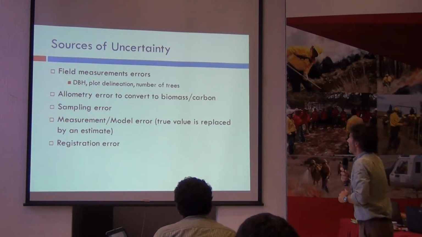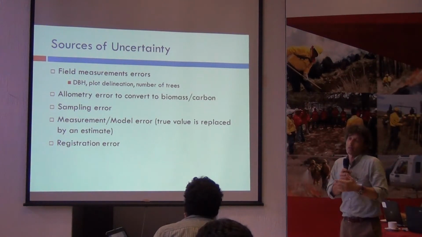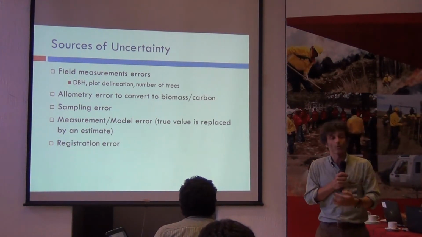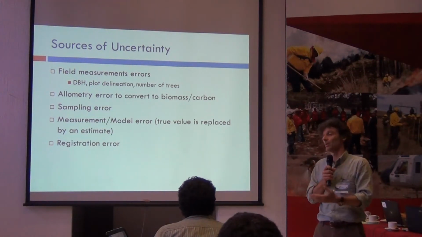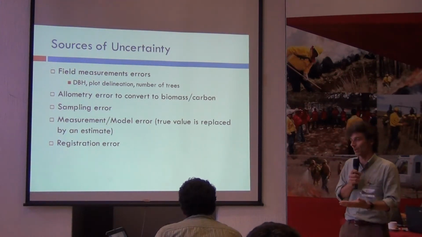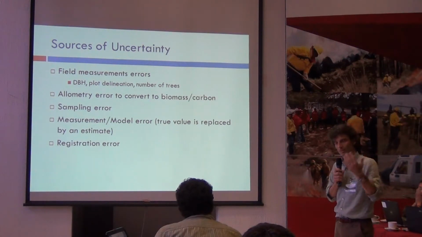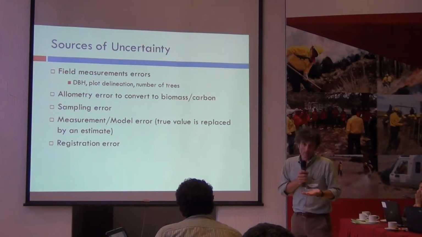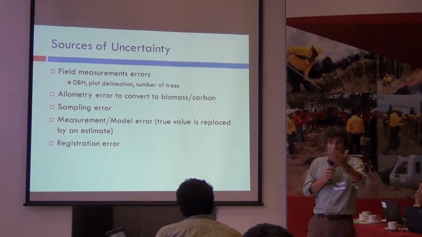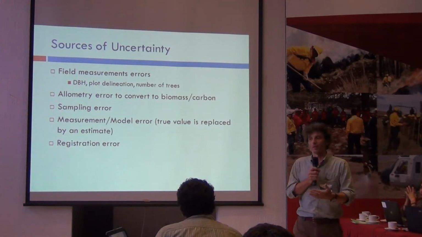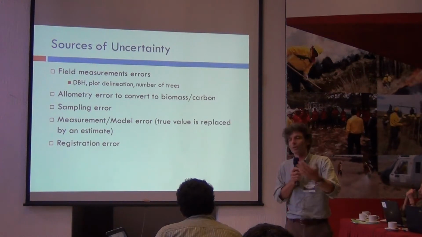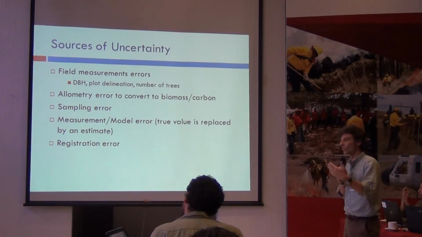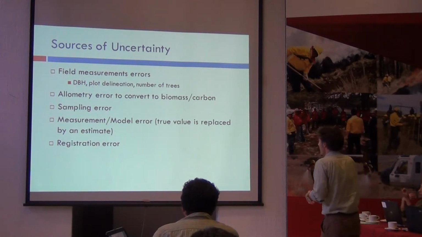Okay. Then of course we have errors in the allometry. In the field we don't measure biomass. What we measure is the diameter, the DBH, and the height sometimes. Okay. Then we have the sampling error. Well, are the number of samples, and the stratification, the design representative of the variability? You know, we always have that sampling error.